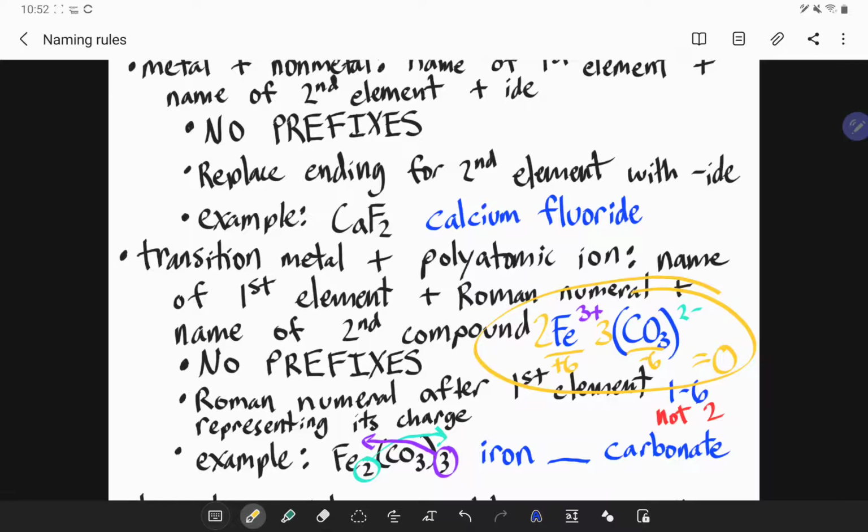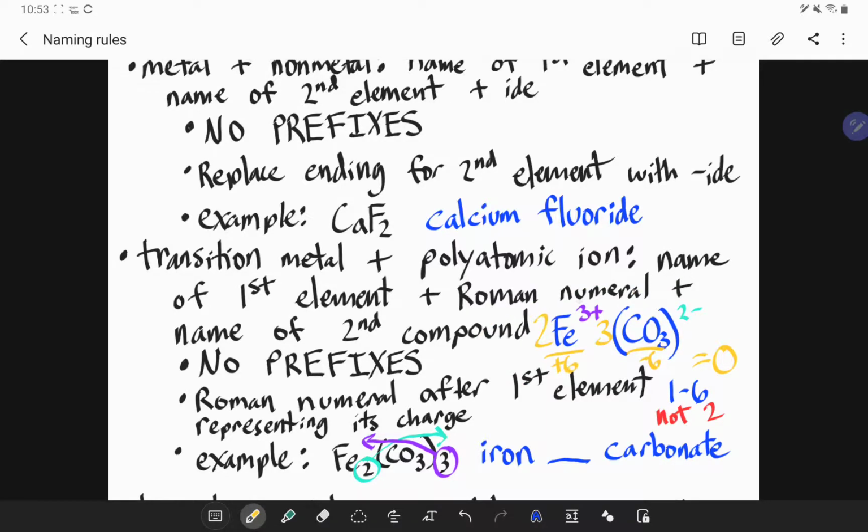But what we determined here through this reverse crisscross method is that this 2 right here tells us that the carbonate has a negative 2 charge, which we already knew because we have the charge of carbonate memorized. And then the iron has a positive 3 charge. That caused everything to balance out to an overall charge of 0.